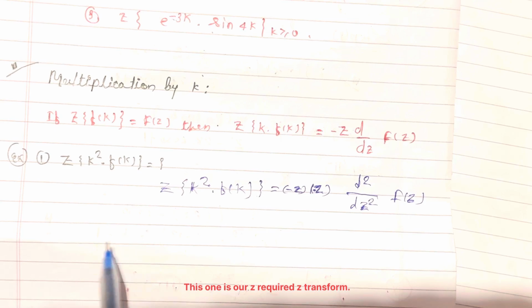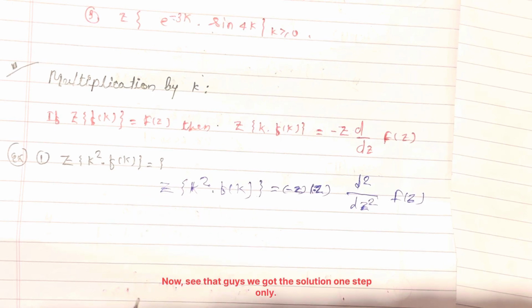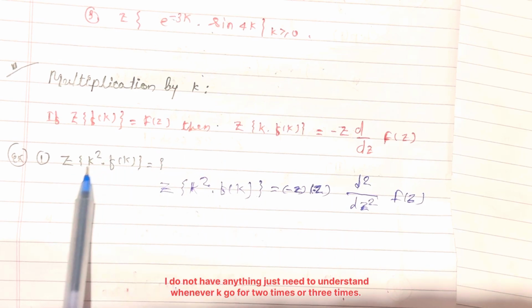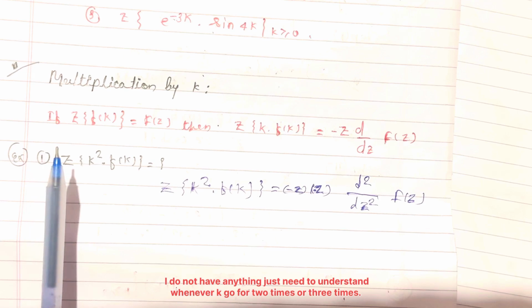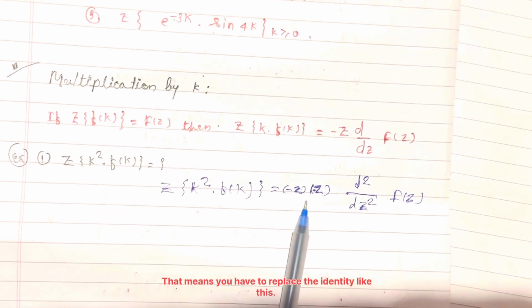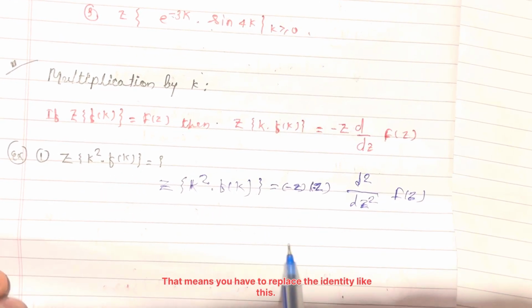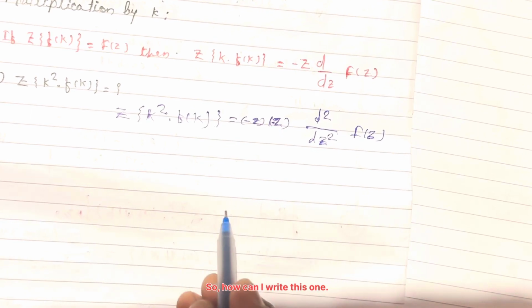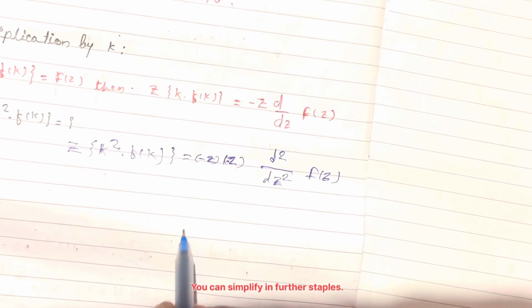This one is our required z transform. Now see that, guys, we got the solution in one step only. I don't have anything else, you just need to understand that whenever k goes for two times or three times, you have to replace the identity like this. So how can I write this one? You can simplify in a further step also.